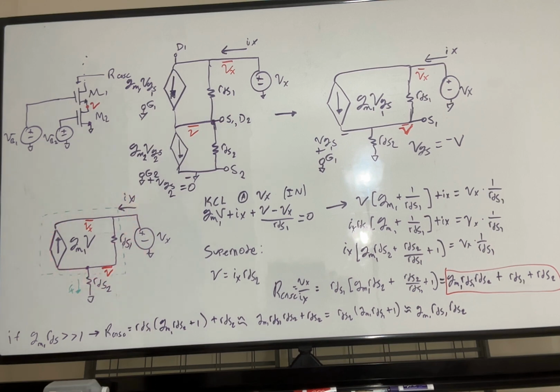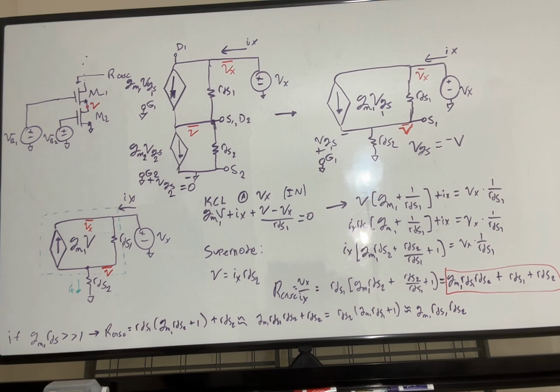And now we're finally going to actually apply supernode and KCL. So when you do the supernode equation, you'll find that V, this voltage here, is simply Ix times RDS2. It must be, because the current out of the box has to be the current into the box. And we set the current into the box as just the test current.